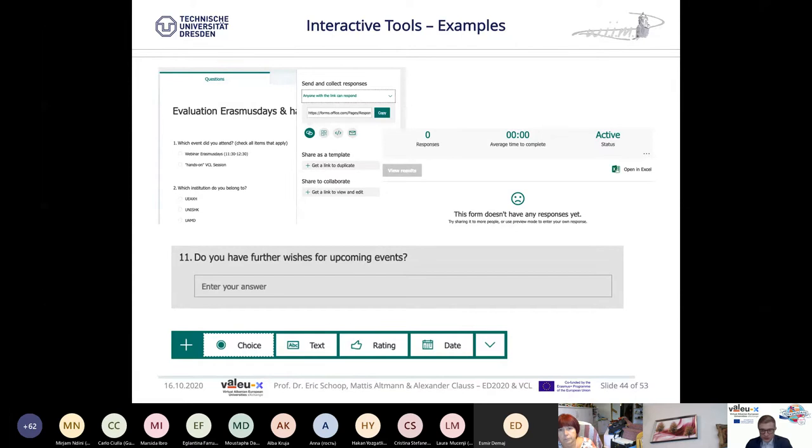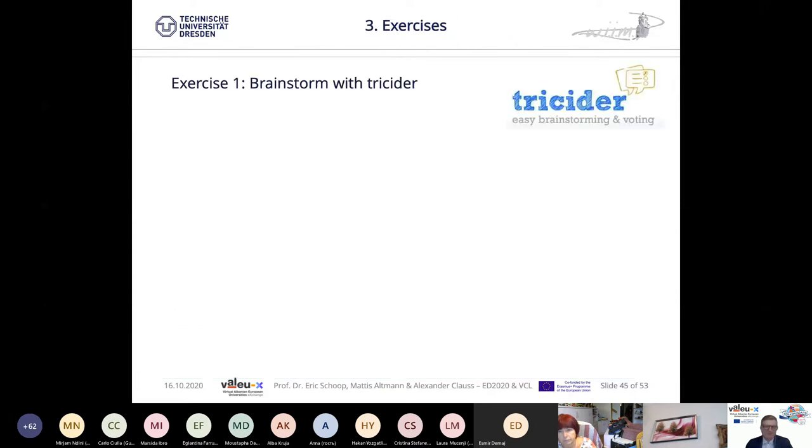So, but now I've talked so much about the tools and you're just listening. So I want to explain to you how Tricider works. Let's just have a look. I will explain it to you. I will then show the exercise and we will see what happens.